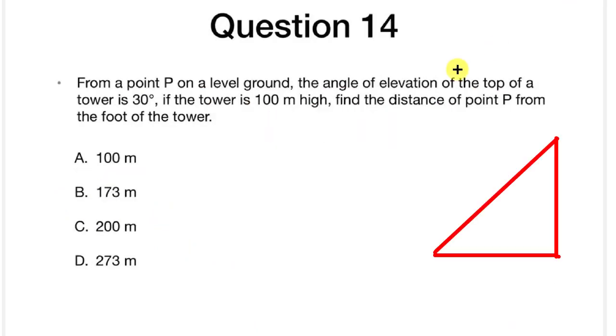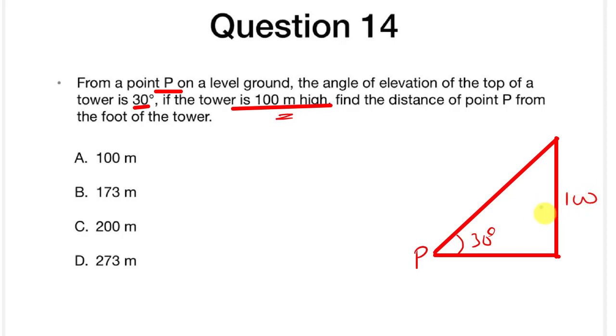Okay friends, so here there is a question. From a point P on level ground, the angle of elevation of the top of a tower is 30 degrees. If the height of the tower is 100 meters, find the distance of the point from the foot of the tower. Basically he had given you the angle from P, which is 30 degrees, and the height is 100 meters.